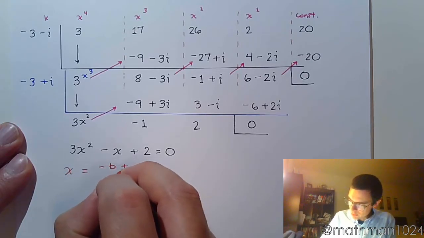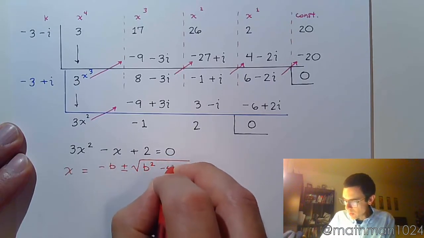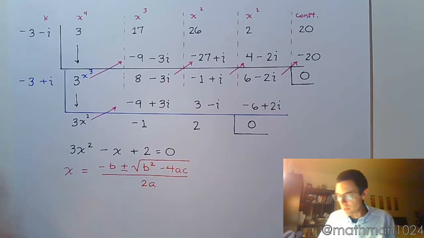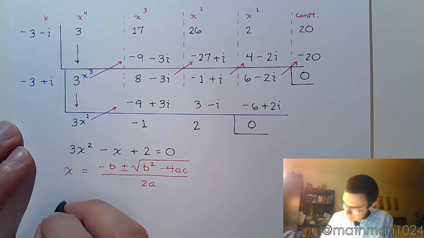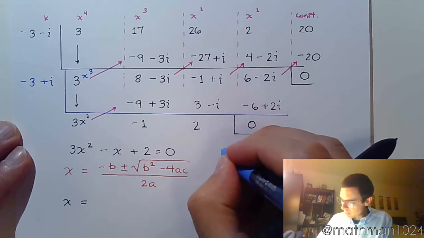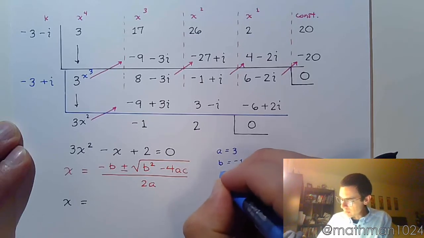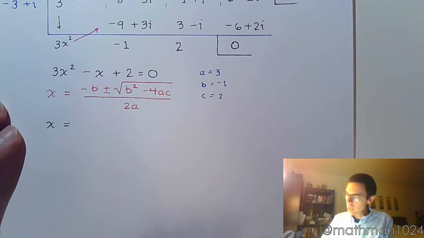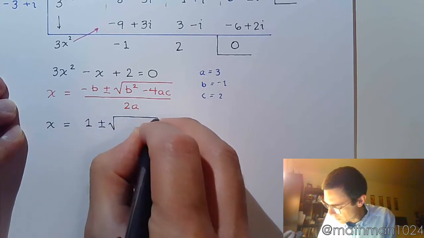So x equals negative b plus or minus the square root of b squared minus 4ac, all divided by 2a. Alright, so let's plug in what we have and see what we get. Just so that we're all playing the same game, we know that a here is 3, b is negative 1, and c is 2. So negative b makes that a positive 1, plus or minus the square root.